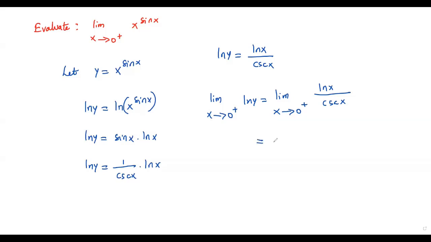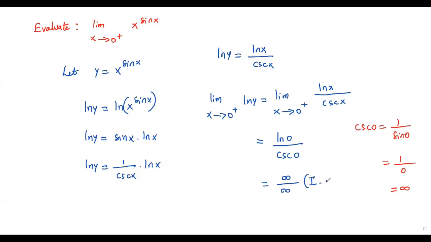Now we can do direct substitution of the limit. That is, we plug x equals 0 into this function. When I do so, I get ln 0 over cosecant 0. ln 0 is undefined, and we have to find the value of cosecant 0. We know that cosecant is the reciprocal of sine, so cosecant 0 can be written as 1 over sine 0. We can get the value of sine 0 from the trigonometric ratio table or the unit circle. The value of sine 0 is 0, and 1 divided by 0 is undefined, or infinity. So the value of cosecant 0 is infinity.